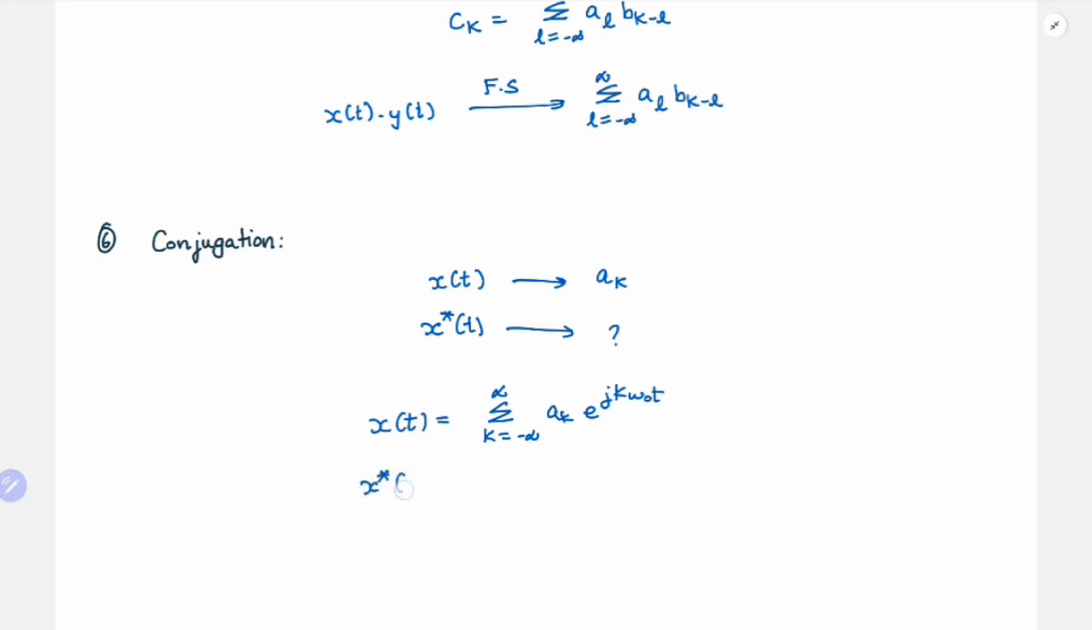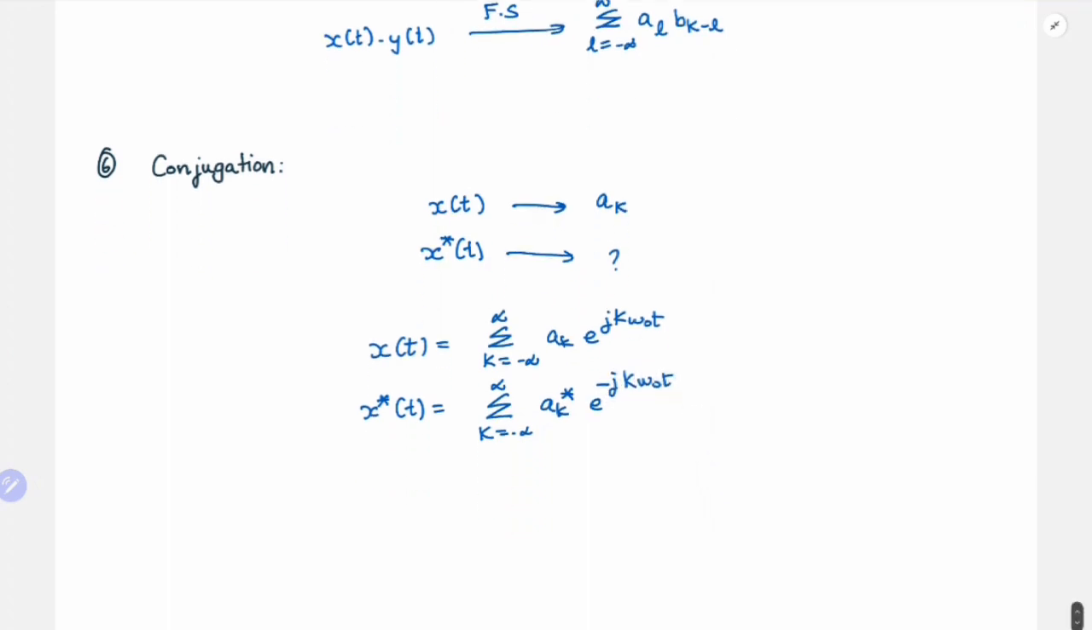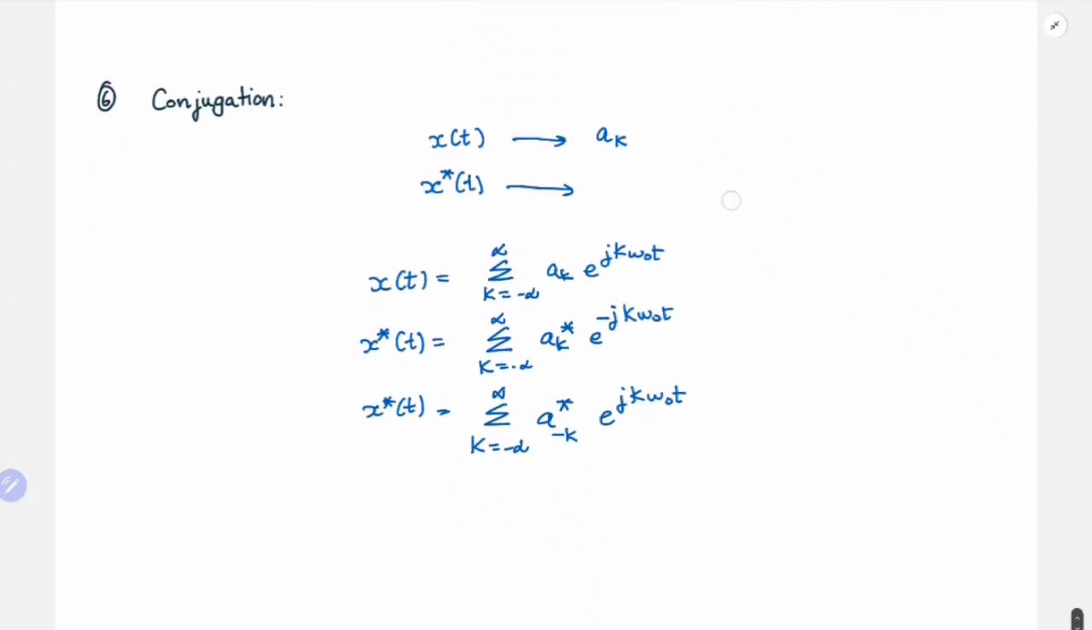So x conjugate of t is nothing but, you can take the conjugation inside. ak star e power conjugation of this is minus jk omega naught t. So we already saw how to change this minus to plus. We just have to take a minus k. So k equal to minus infinity to infinity, a minus k star e power jk omega naught t. So what will be the Fourier series coefficient? It is a minus k conjugate.